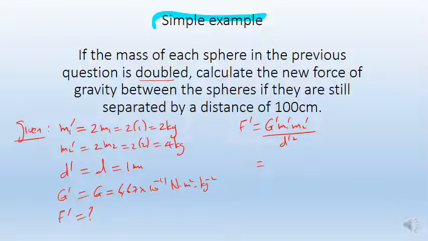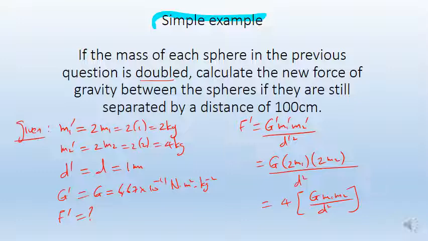Or there's a more elegant way of solving this problem, and this is what I'm going to show you right now. So G prime is G, so leave that as it is. M1 prime is 2M1. M2 prime is 2M2, or double that mass. And the distance d prime was just d squared. So if I multiply out there, I'll get 4 into, now watch this, G M1 M2 over d squared.